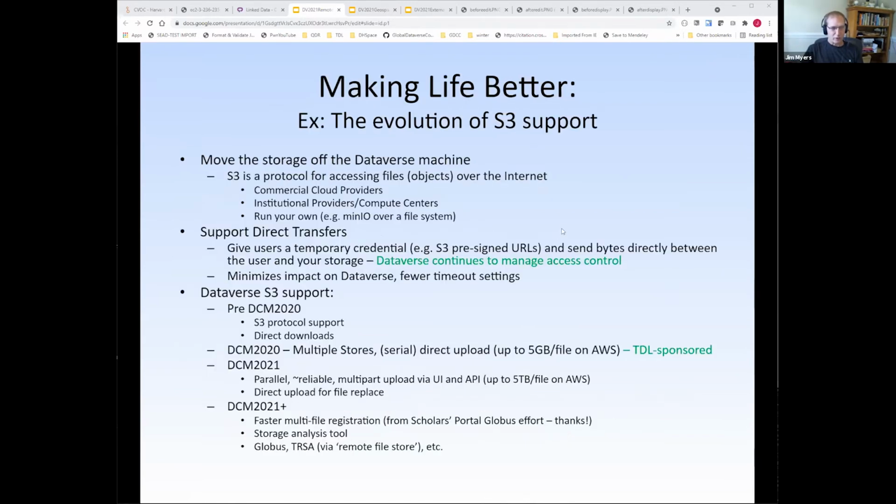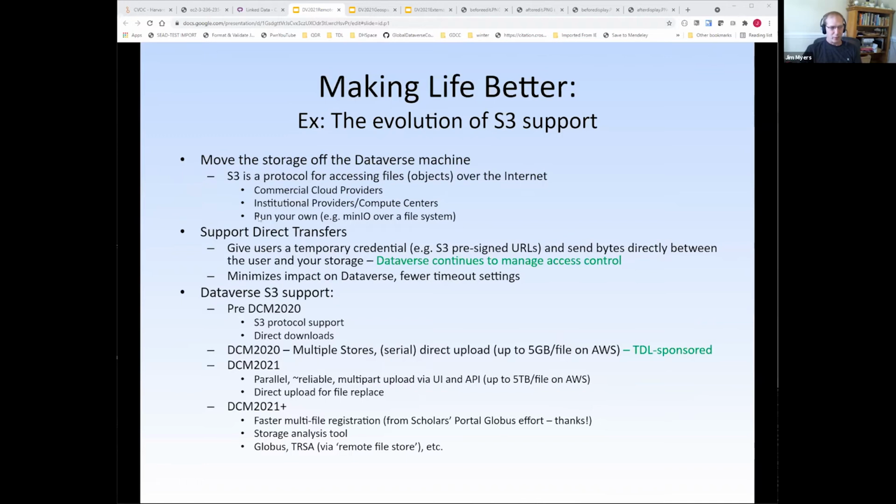Over time, Dataverse has made things a lot better, particularly with S3 support. One of the things S3 allows you to do, unlike a file system where you have to be local to talk to it, is that it's an internet protocol, right? So you can talk to things where the storage is somewhere else, whether that's another machine local to you or often a commercial cloud provider. You've basically separated it out from the operations of the Dataverse server itself.